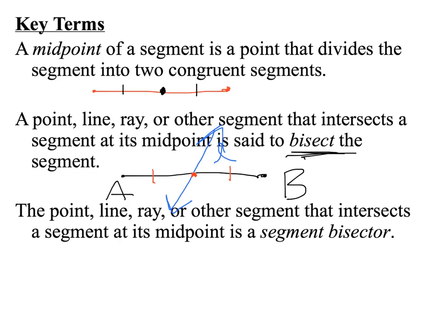So a segment bisector, it's kind of like the same thing, but if I were to have again a line AB, but instead of drawing a line, I drew a line segment, then that's the same thing. It's a segment bisector, and this is also just a segment right there.